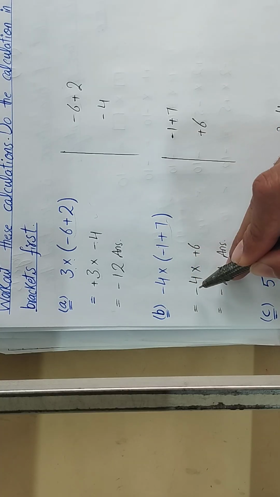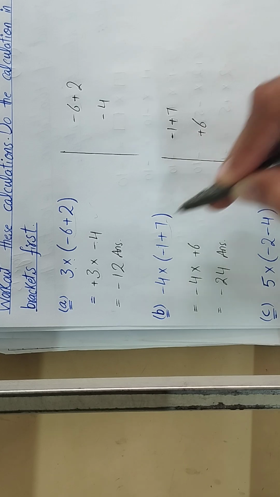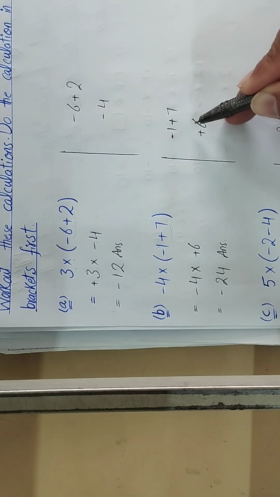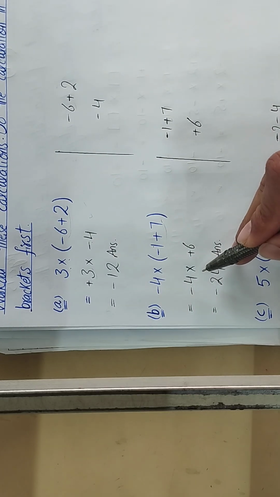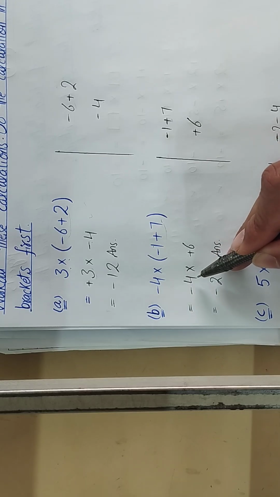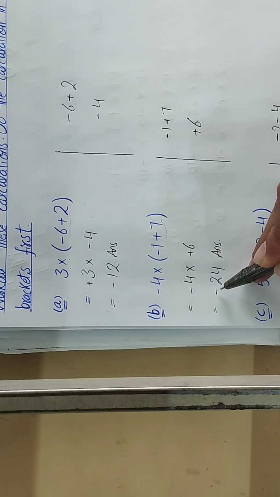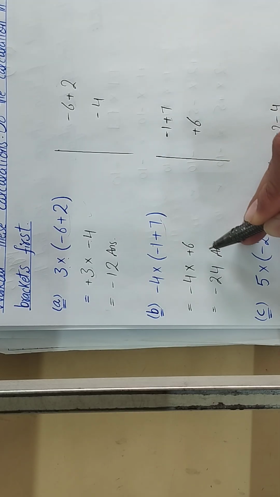Write this -4 here as it is, this multiplication sign, and the answer of this bracket. The answer of this bracket is +6. Write +6 here. The first step has been done. The second step is multiply the numbers. -4 multiply +6. If we multiply the numbers, 4 6s are 24, and minus multiply plus is minus. The answer of this calculation is minus 24.